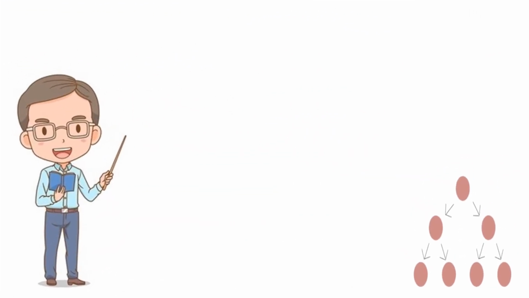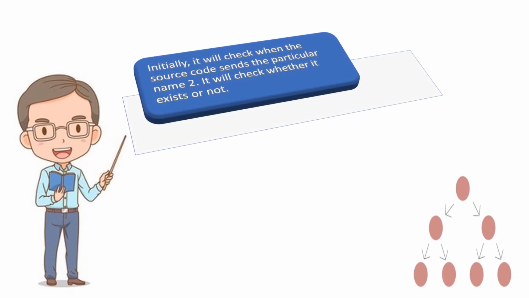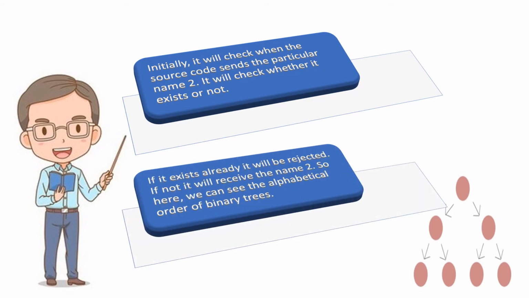Consider an example, suppose 2 is not there in the binary tree. Initially, when the source code sends the particular name, it will check whether it exists or not. If it exists already it will be rejected. If not, it will receive the name 2. So here, we can see the alphabetical order of binary trees.